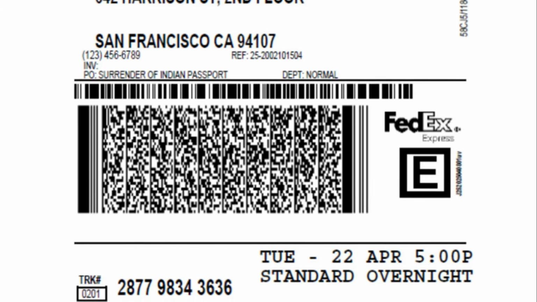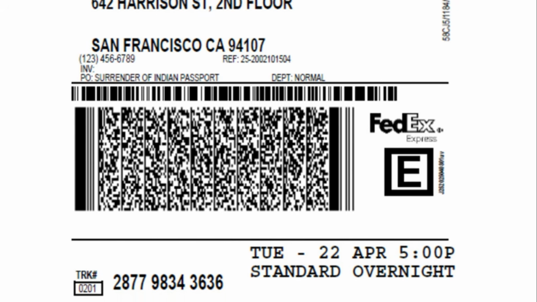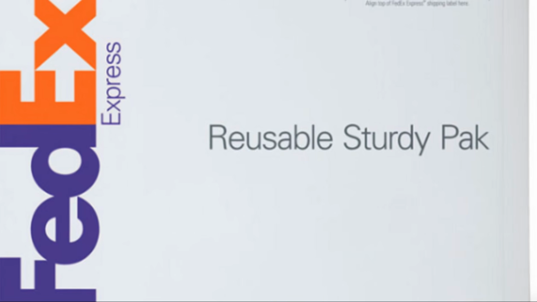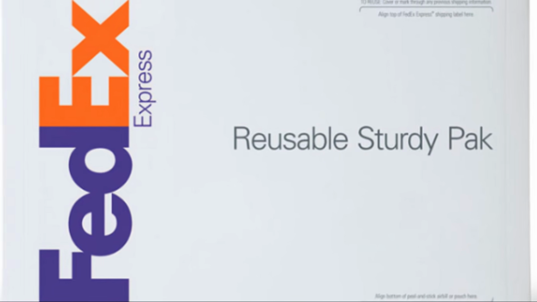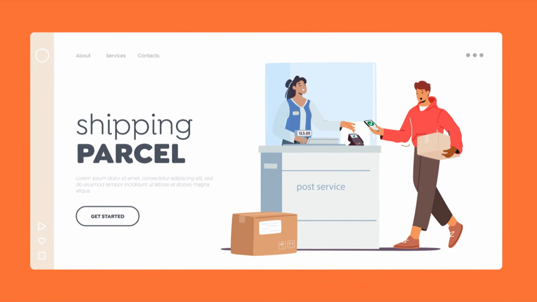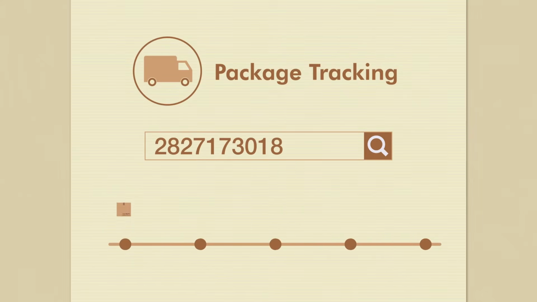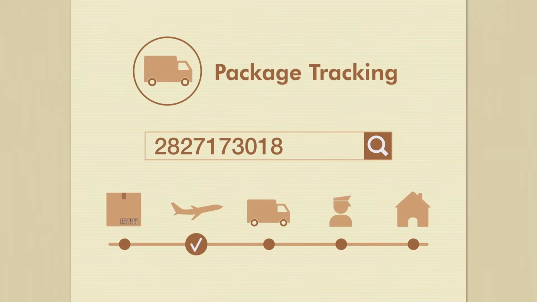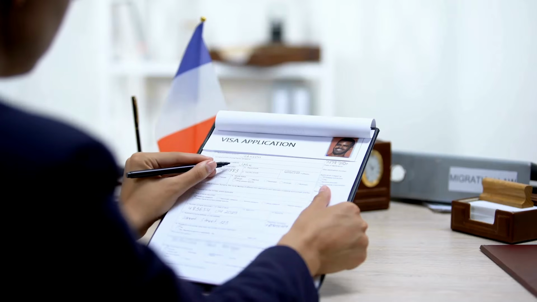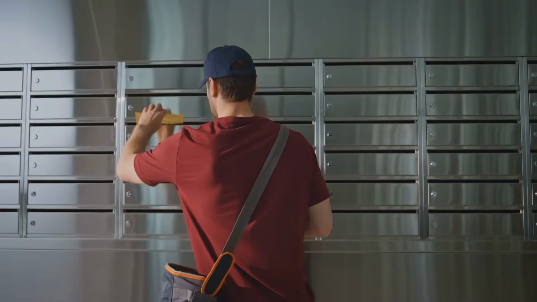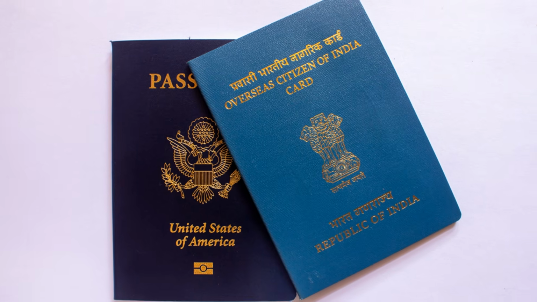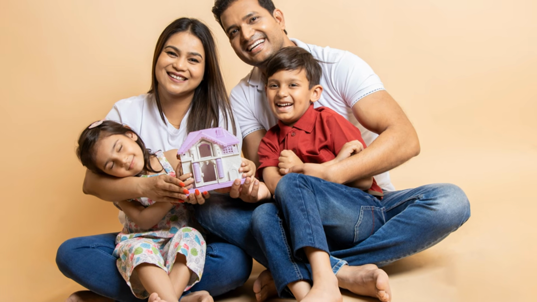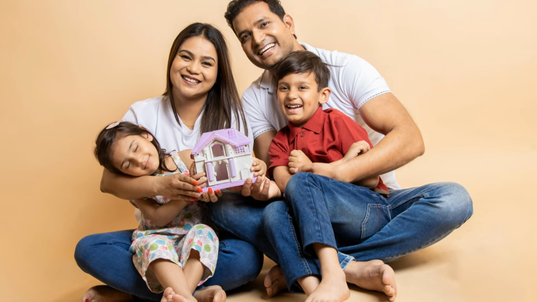In the next screen, a FedEx label will appear. Take the printout of FedEx label. Do not use any other envelope, otherwise there will be an extra charge. Mail the documents via FedEx. You can track your application online using the reference number. Processing usually takes 6 to 8 weeks. Once approved, you'll receive your OCI card by mail or be called for pickup. That's it. You're now one step closer to being an overseas citizen of India.